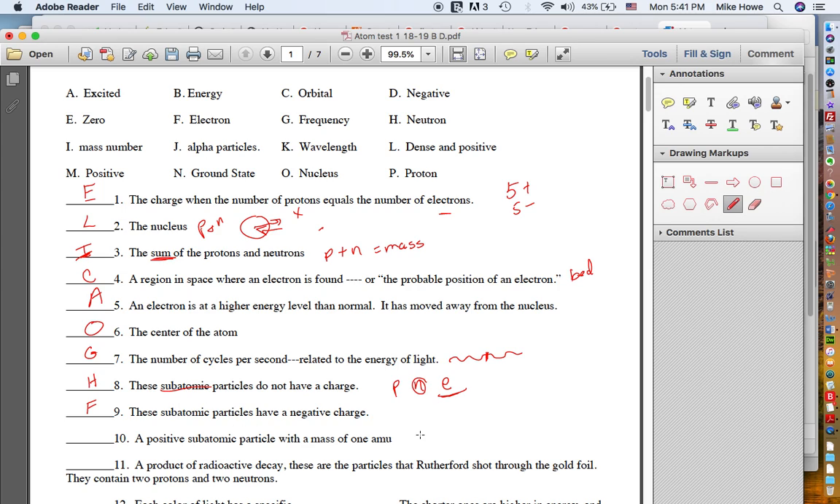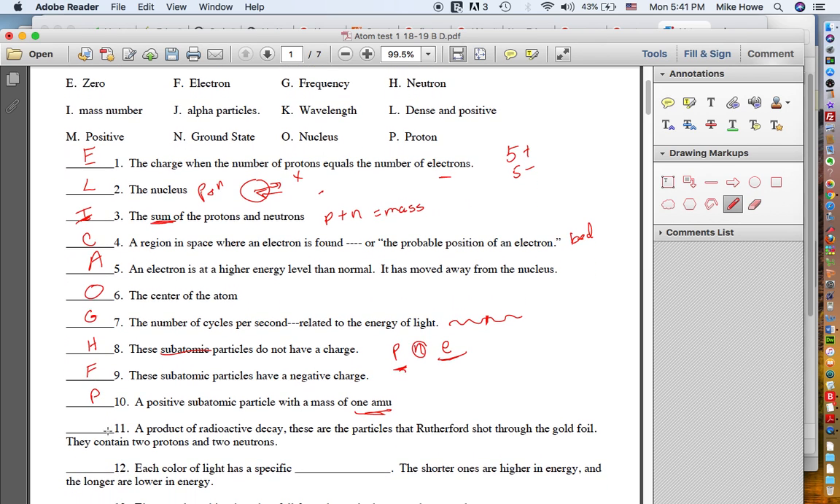A positive subatomic particle, protons, neutrons, and electrons, that'd be protons. And I might mention that if I changed it on the retake to a neutral subatomic particle with a mass of 1 AMU, it's still a neutron. Protons and neutrons both have a mass of 1 atomic mass unit. They both have a mass of 1. Electrons have a mass of 0. So the positive one is the proton, and that would be choice P.